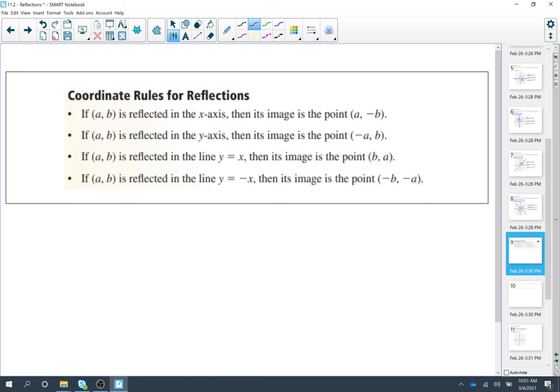So here are your coordinate rules for reflections if you like to memorize rules. If something is reflected in the x-axis, then the point (a, b) becomes the point (a, -b). If it's reflected in the y-axis, then the point (a, b) becomes the point (-a, b). If it's reflected over the line y equals x, then the point (a, b) becomes (b, a). You just switch them. And if it's reflected over the line y equals negative x, then (a, b) becomes the point (-b, -a). So not only do you switch them, you also make them negative.